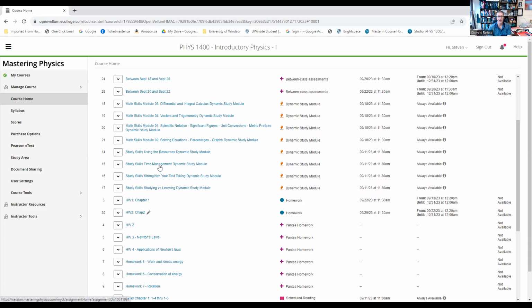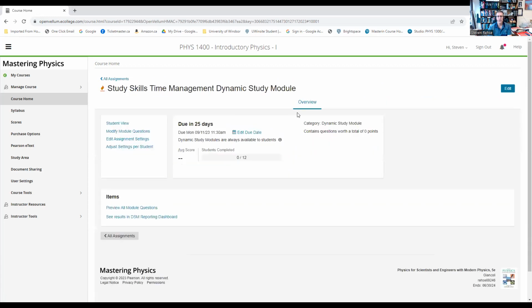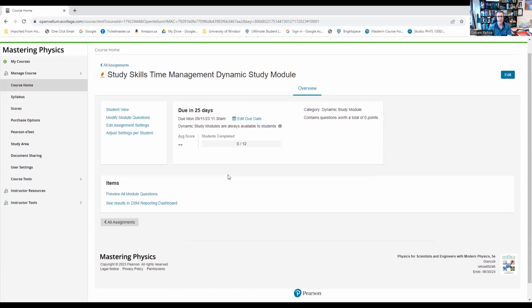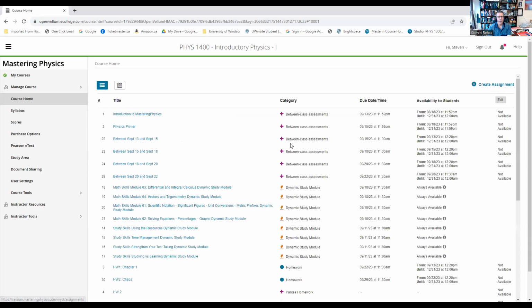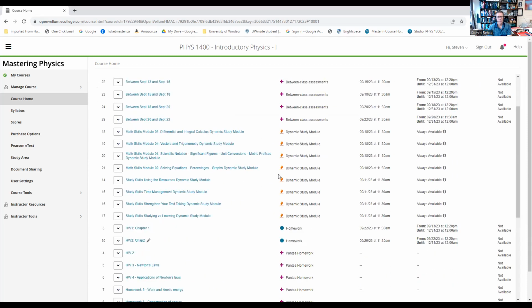So let's look at, here we go, study skills, time management. A lot of people coming into university are always worried about how do I manage my skills? So let's just take a look at what this assignment looks like. I think I can look at the overview of this thing. So this is the dynamic study module. I guess I'm not able to look at it right now. I wonder why that is. Okay, so I can look at these things in just a little bit. So I'll show you an example of what they look like because they're actually pretty cool.